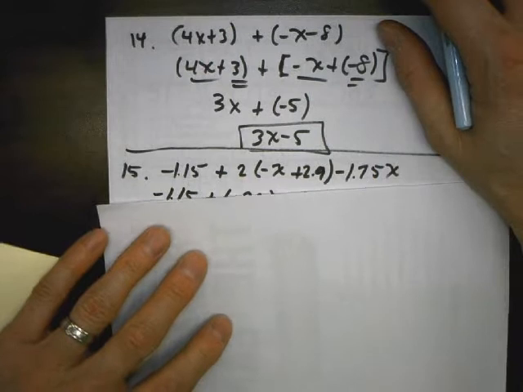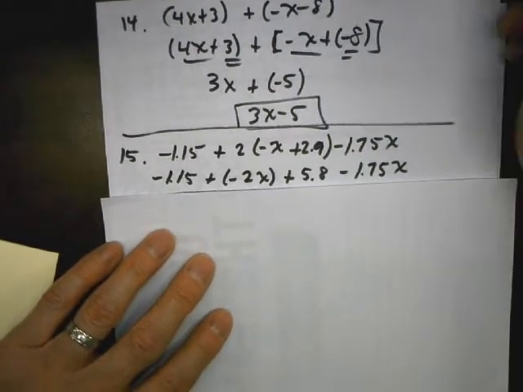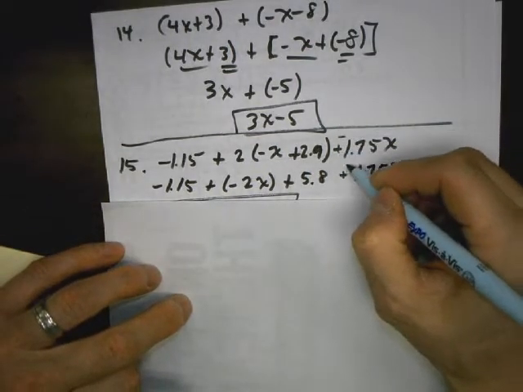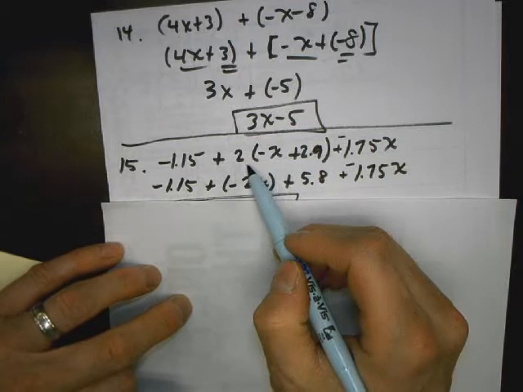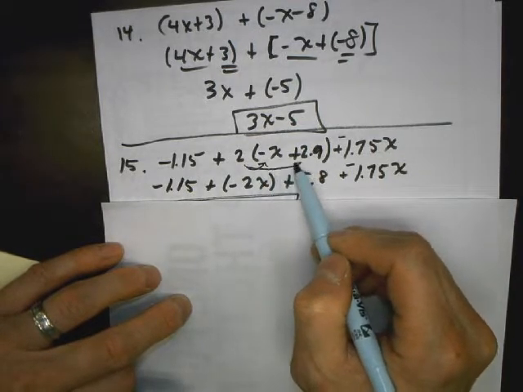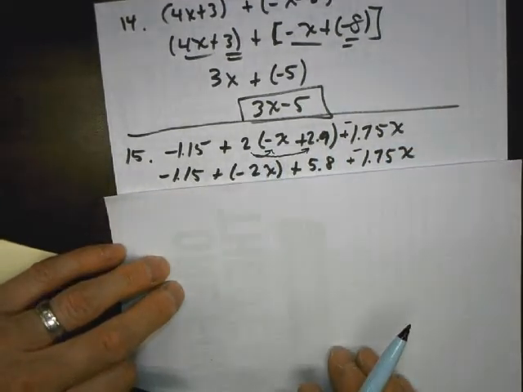15, we're going to simplify this expression right here. Since I have a subtraction problem right here, I'll do the rule for subtraction. Okay, rule for subtraction, 1, 2, 1, 2. I'm going to distribute here. 2 times negative x is negative 2x. 2 times 2.9 is 5.8, so I distributed first.